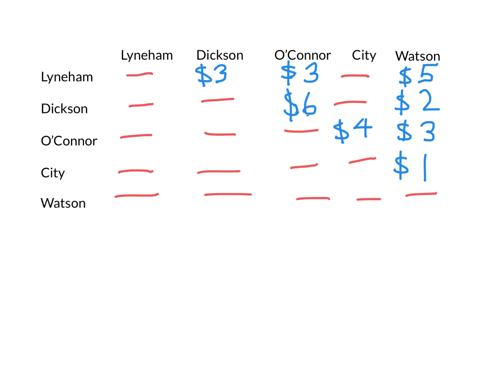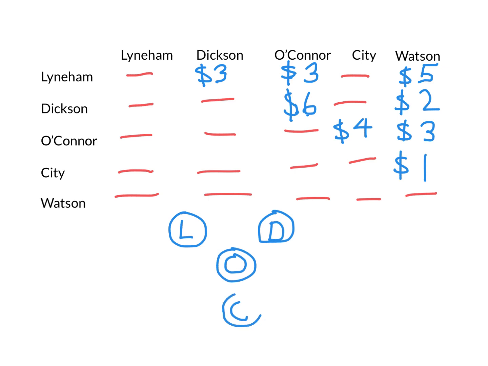Each of the 5 suburbs will be a node or a vertex. Let's start with L. Lyneham, we know, connects with Dixon, O'Connor and Watson. O'Connor and Dixon also connect to each other, so we might put O here and D here. They have a little cycle going on. Now of these, only O'Connor connects with the city, so I'll put it down here.